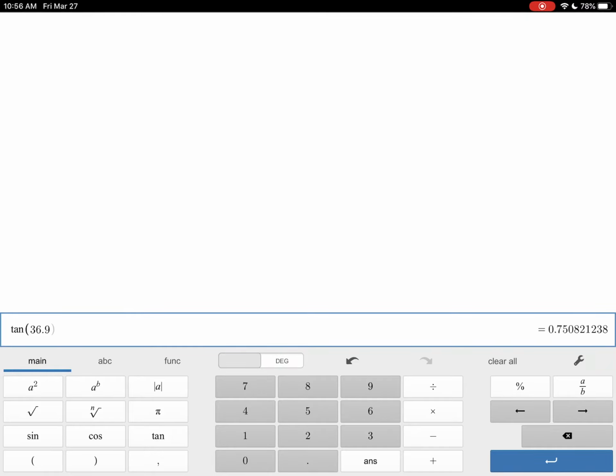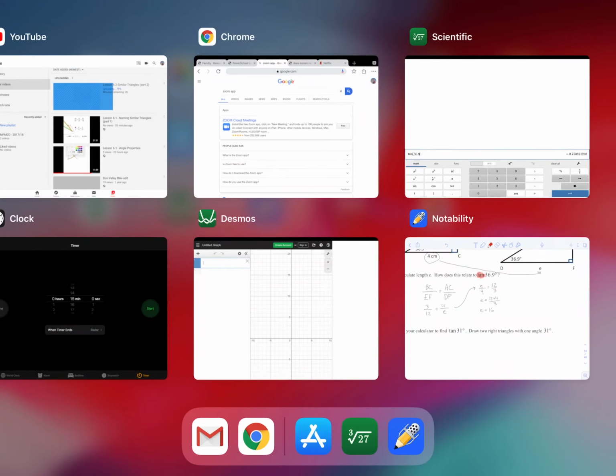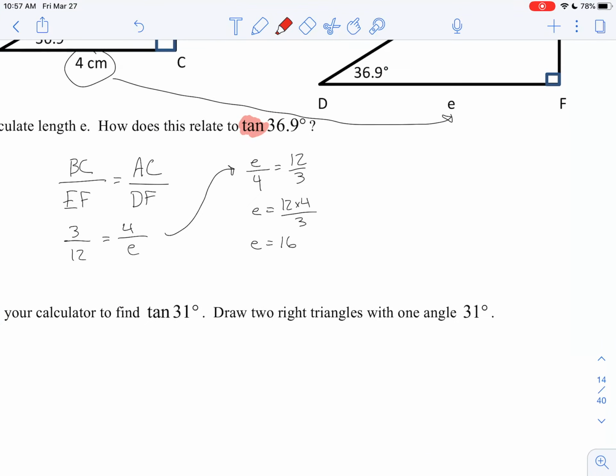We're working in degree measurement, so you need your calculator somewhere to say DEG. You'll get used to your own calculator. If you can't figure it out, Google it. I'm sure you can find an answer there. So back to our question there. They're saying, how does this relate to tan 36.9?